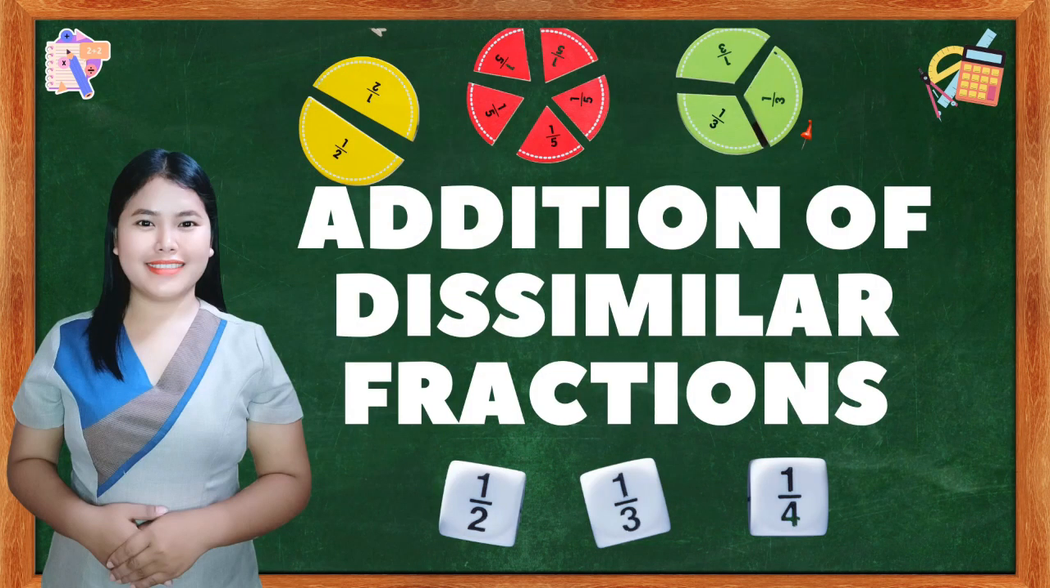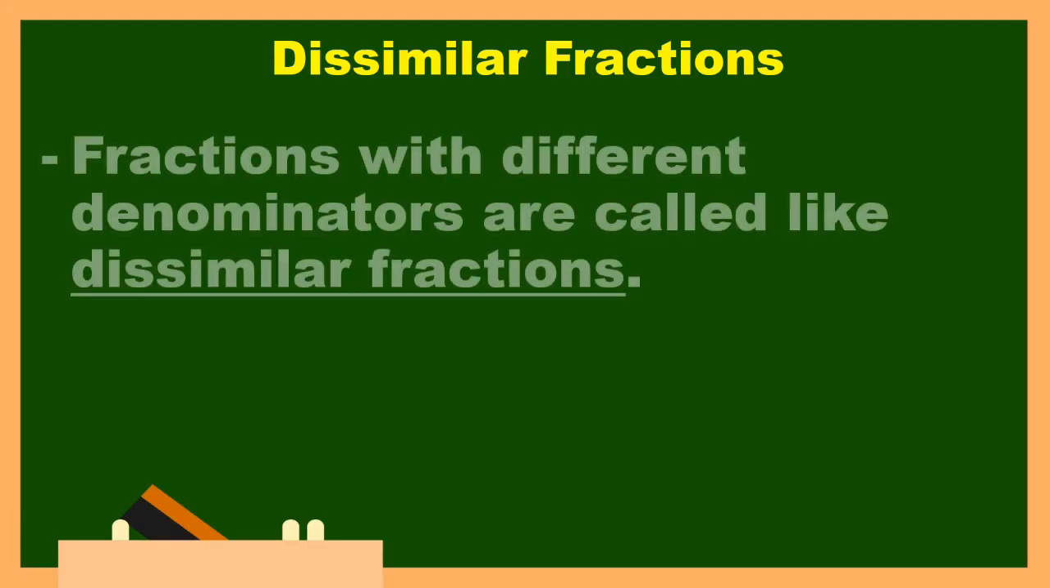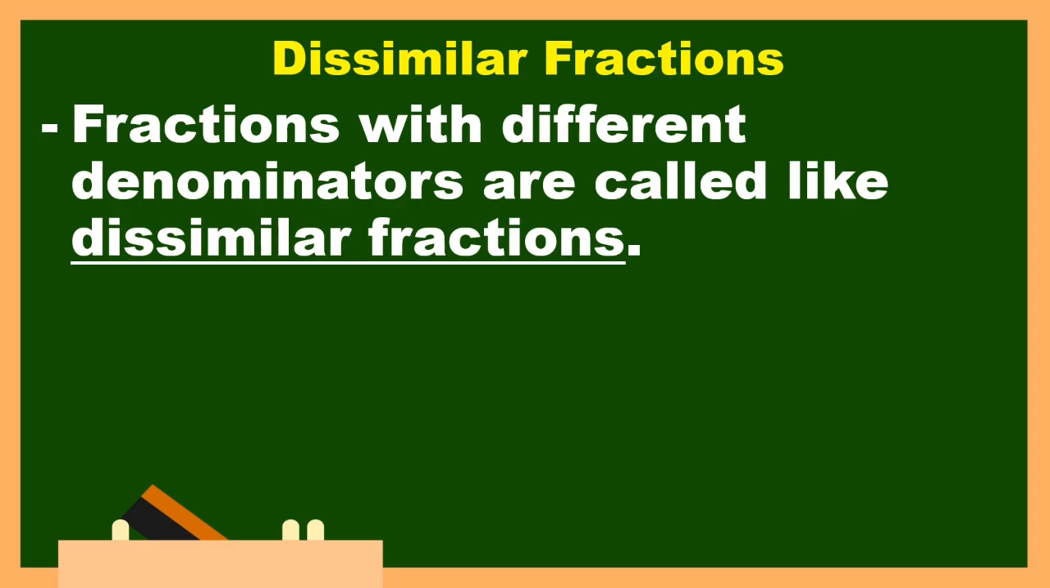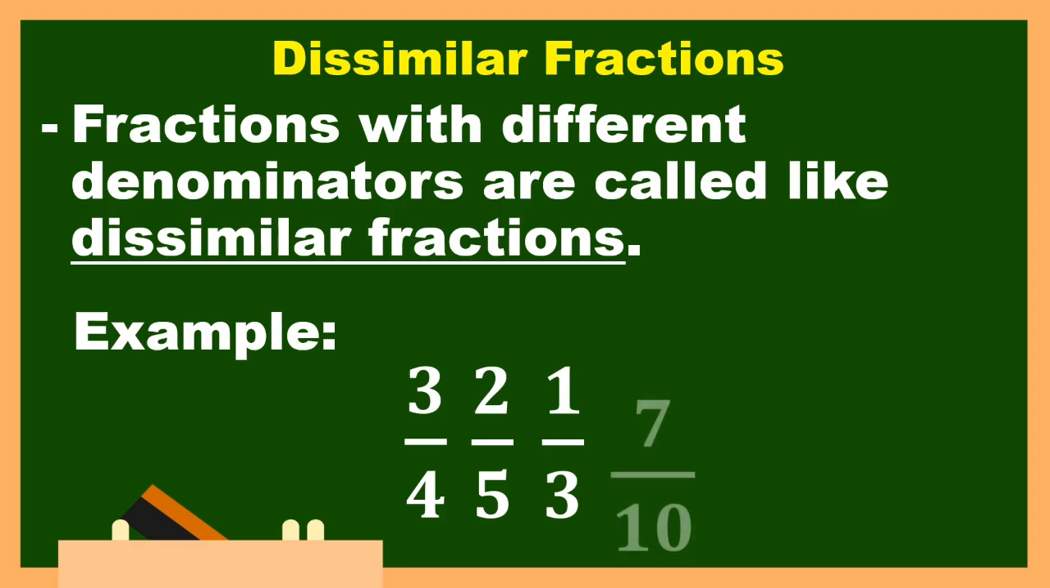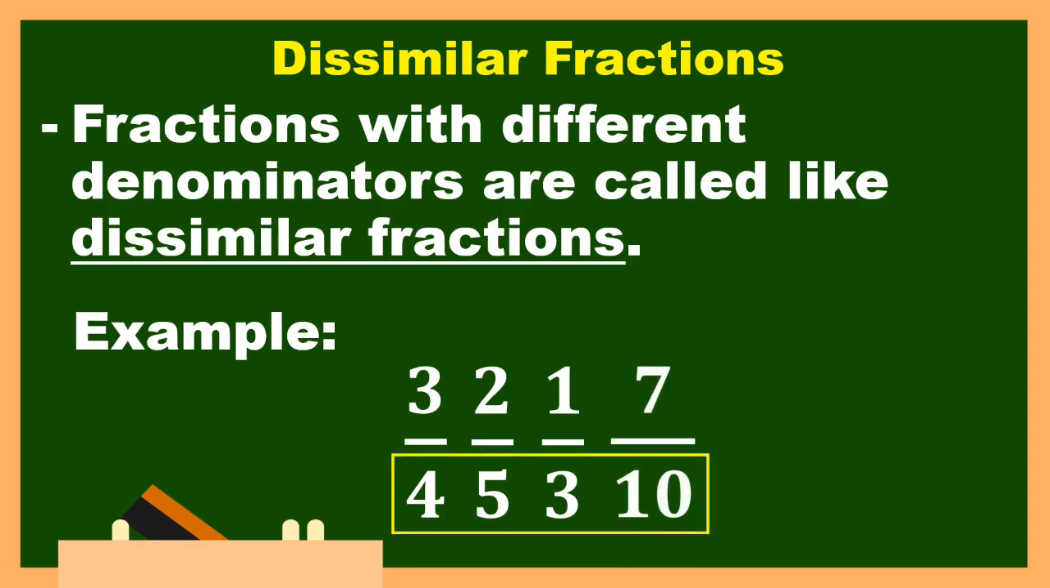For today's video, I will discuss all about addition of dissimilar fractions. Dissimilar fractions are fractions with different denominators, o ito yung grupo ng fractions kung saan ang kanilang denominator ay hindi magkakapareho. Halimbawa niyan ay 3/4, 2/5, 1/3, and 7/10. As you can see, hindi magkakapareho ang kanilang denominators kung kaya sila ay tinatawag na dissimilar fractions.